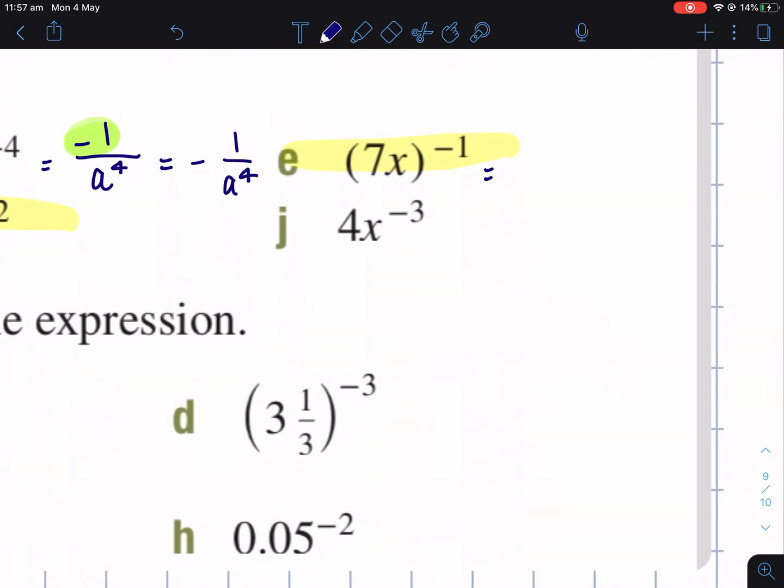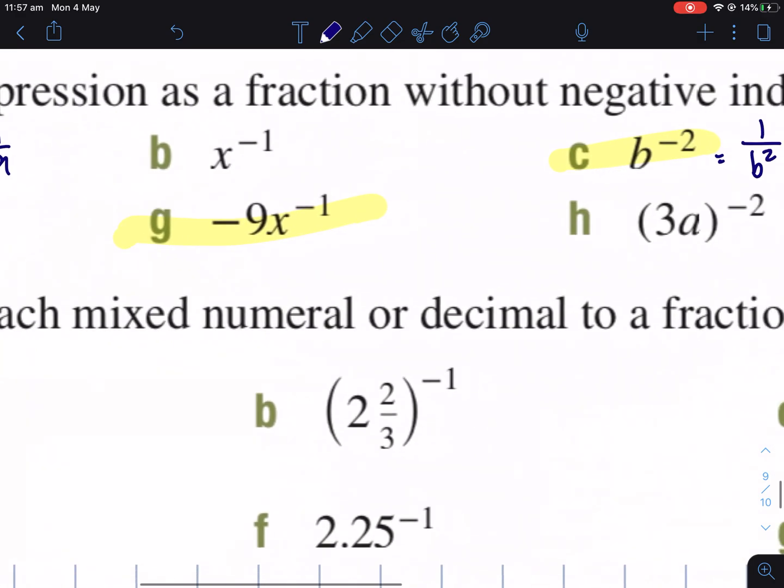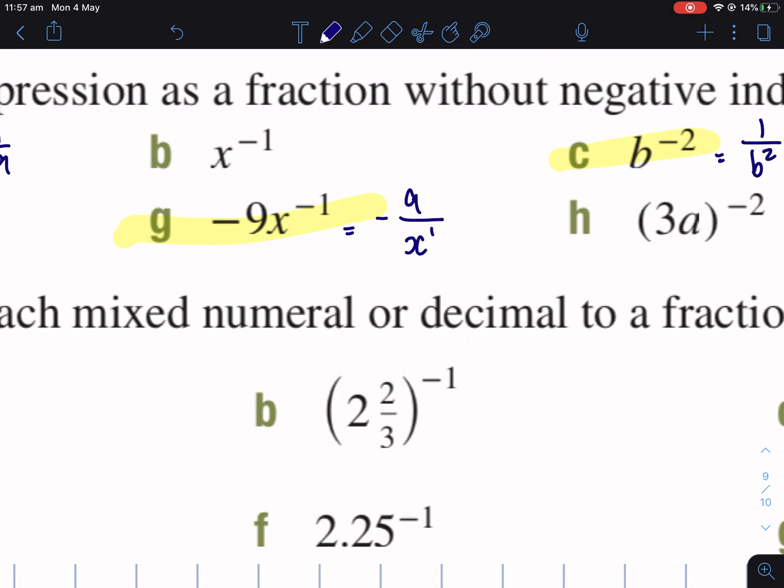Okay, the whole lot wants to go on the bottom. So this is 1 over 7x to the 1, which is just 1 over 7x. Okay, the minus 9 wants to stay where it is. It's only the x that's being moved down.